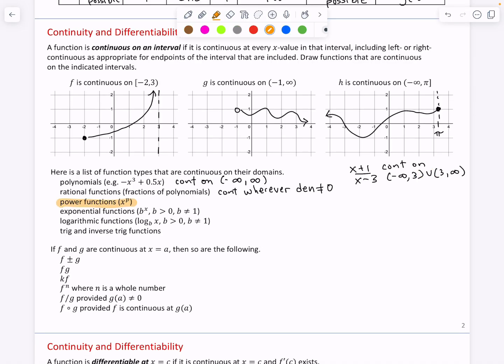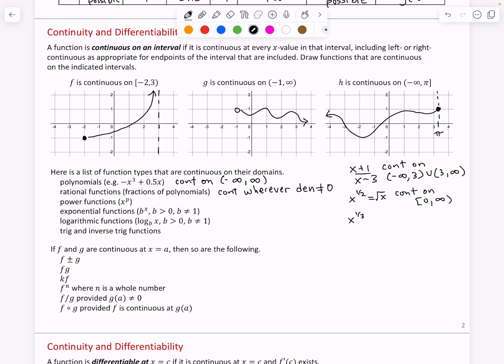Power functions, x to the p. Depending on p, you have different domains, but whatever the domain is, power functions will be continuous on their domains. To illustrate, x to the 1/2, that means square root of x, has a domain of 0 to infinity. You cannot take the square root of a negative number. So this function is continuous on that domain from 0 inclusive up to infinity.